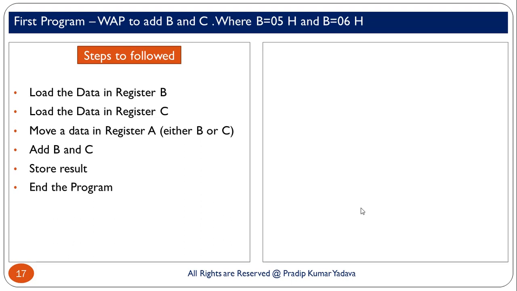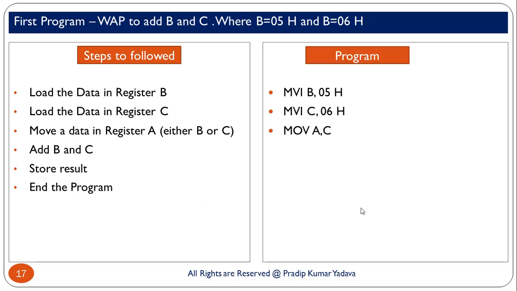Now talking about the program, here MVI B, MVI C. Now MOV A comma C. This is a standard format. MOV is used to copy data from source to destination register. It will copy the data, not move it, so don't be confused about this. When I write MOV A comma C, after execution of this instruction the content of C will be 06 and the content of A will be 06 also, because it copies the data, not moves it.